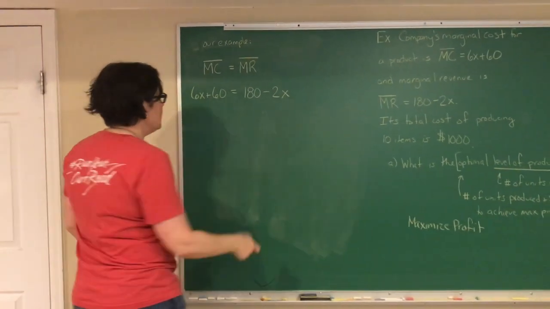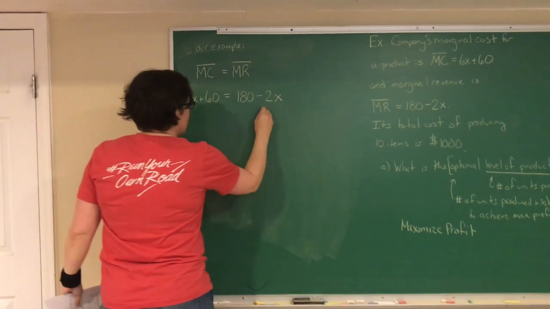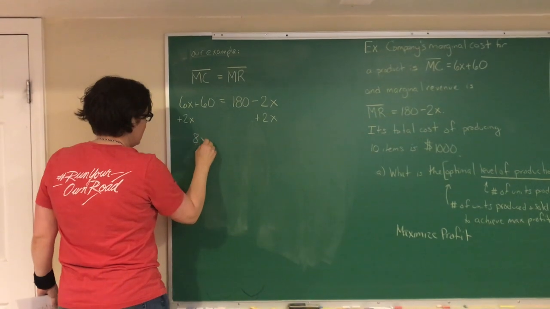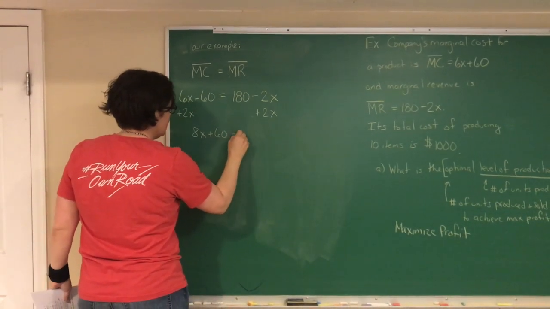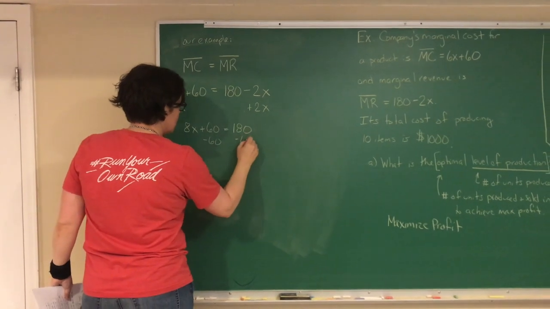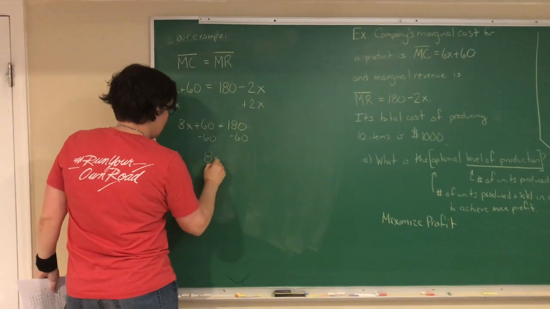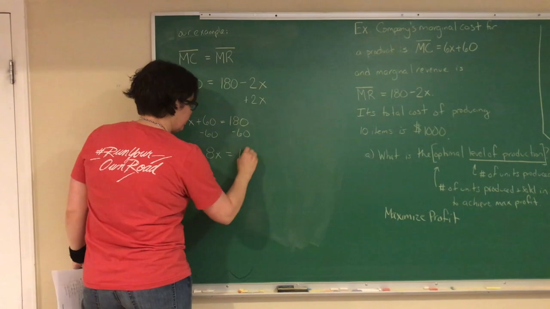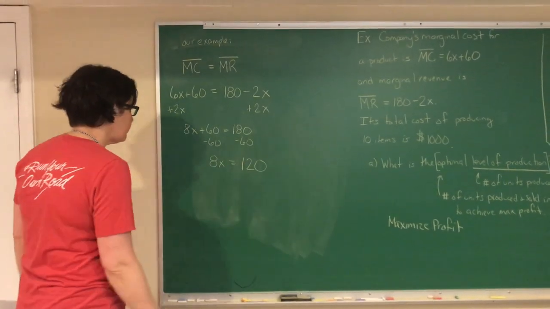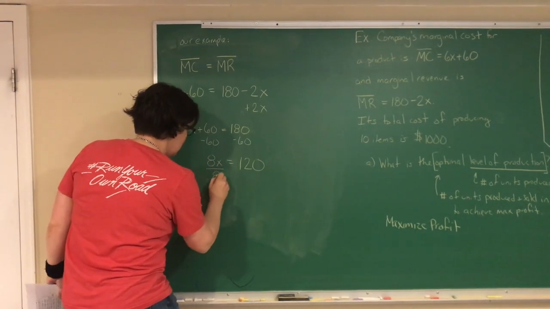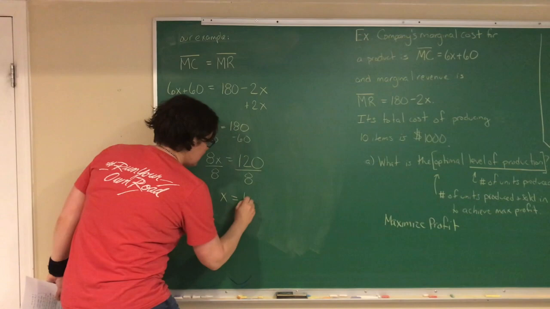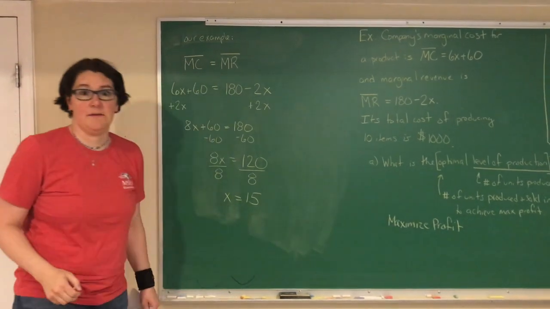So some things I can do, I can add 2x to both sides. So I have 8x plus 60 equals 180, and I can subtract 60 from both sides. So I have 8x equals 120, and now I can divide by 8, and I end up with x equals 15.